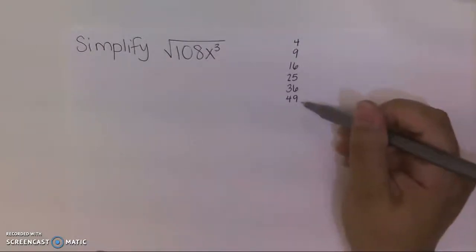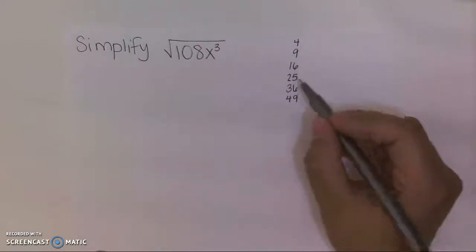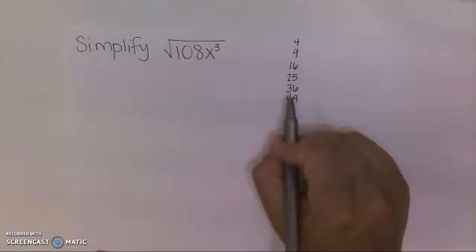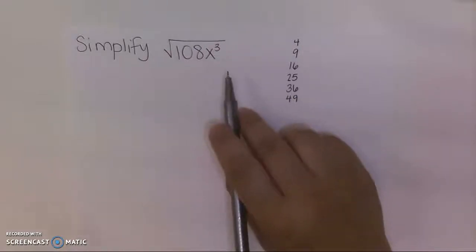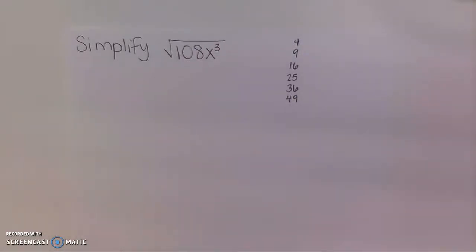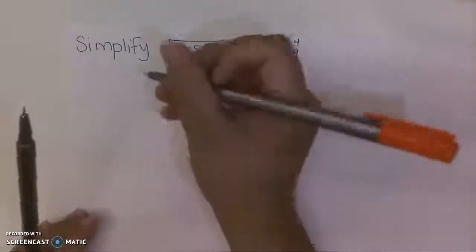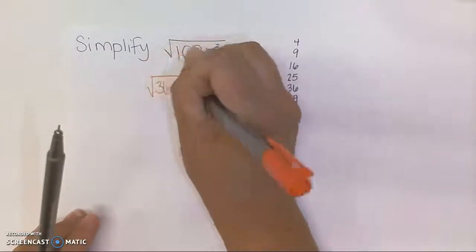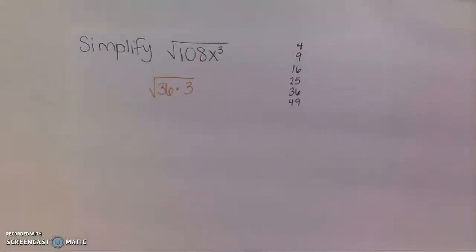So 49 does not go in evenly to 108. 36 goes into 108 3 times, right? If I multiply 36 times 3, I get 108. So that is the perfect square I'm going to use. So I'm going to split 108 into 36 times 3, okay?